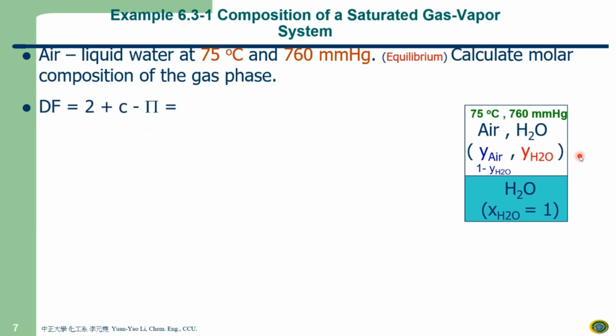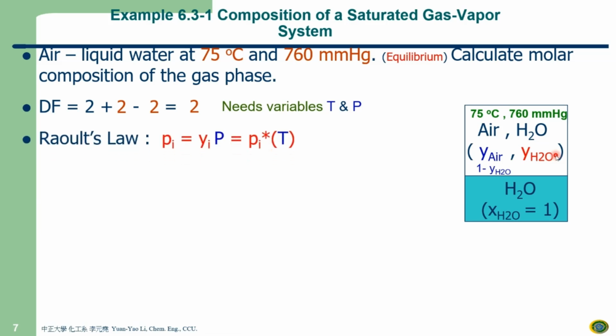Okay, so let's think of how many pieces of information we need in order to create this system. 2 plus C minus 1, how many species? 2, right? There are two species, air and water. And then how many phases? 2, right? So 2 information, bingo. If I give you the temperature and pressure, you can get the molar fraction. So the needed variables are temperature and pressure.